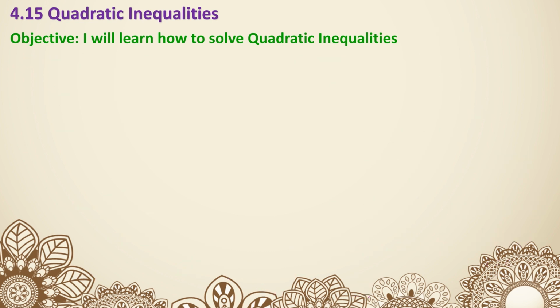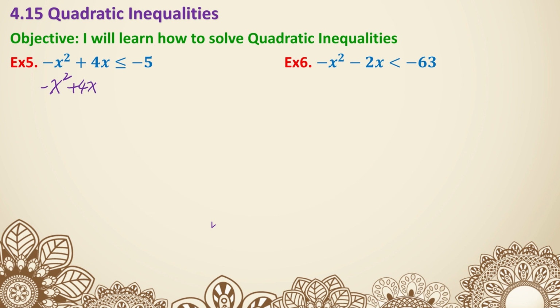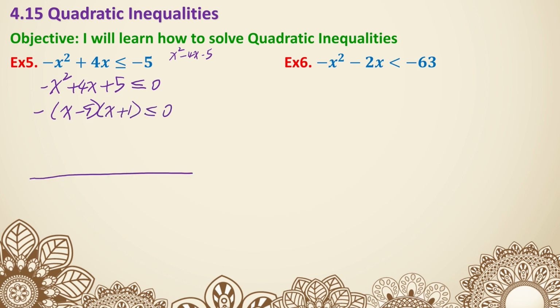That's example 4. Moving on, example 5. Move everything to the left. -x squared plus 4x plus 5 is less than or equal to 0. You can choose to, well, let's factor it out. The negative sign goes out and then it becomes x squared minus 4x minus 5. So you can actually factor: x minus 5 times x plus 1 is less than or equal to 0. The two numbers we have are -1 and +5.